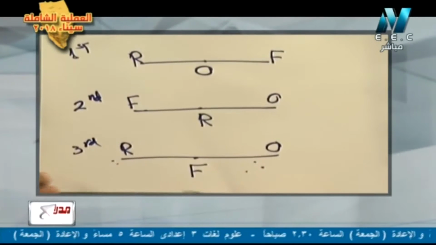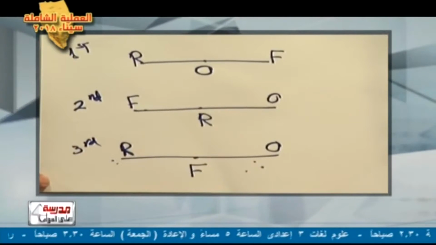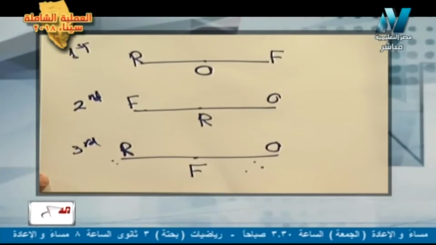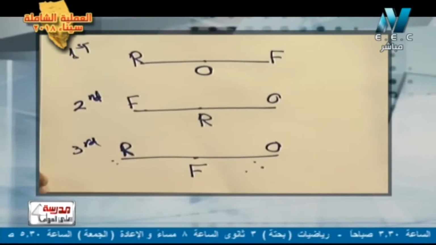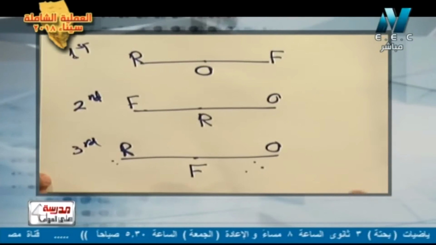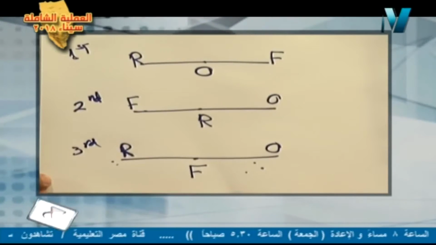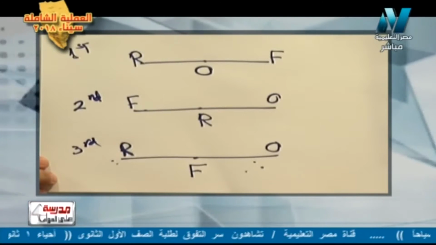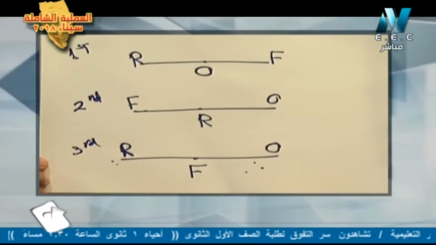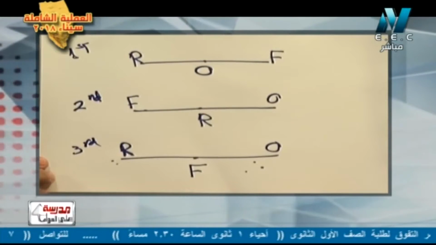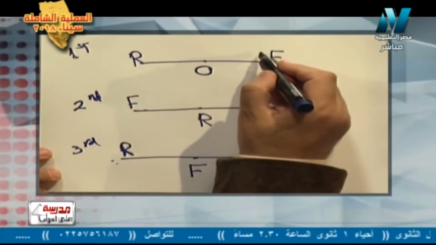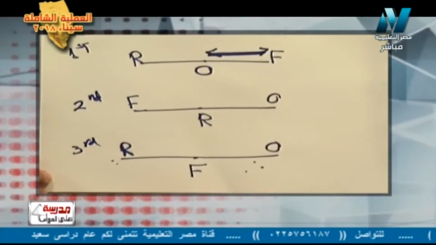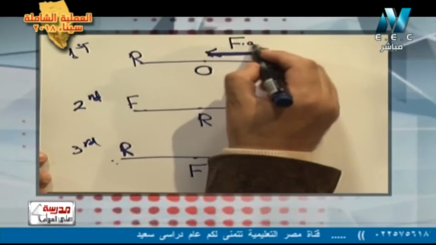So I said before, the lever law states that effort force by effort force arm equals resistance by resistance arm. So what about effort force arm and resistance arm? What does effort force arm mean, and what does resistance arm mean? Effort force arm is the distance between effort force and fulcrum. So the distance between effort force and fulcrum here is the effort force arm.